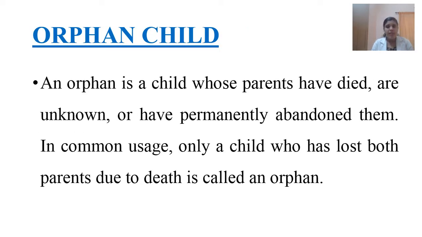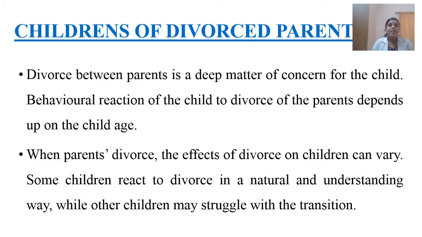Next is the orphan child. An orphan child means one whose parents have died, or whose parents are unknown and have permanently abandoned them. In common usage, we sometimes also call a child who has lost both parents an orphan child. Okay. And next is the children of divorced parents.